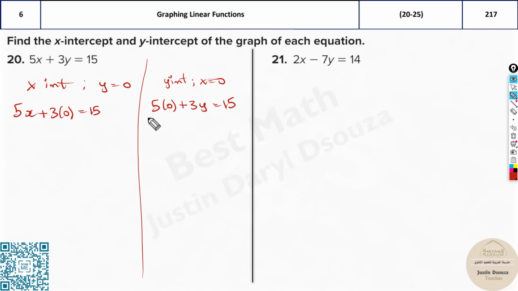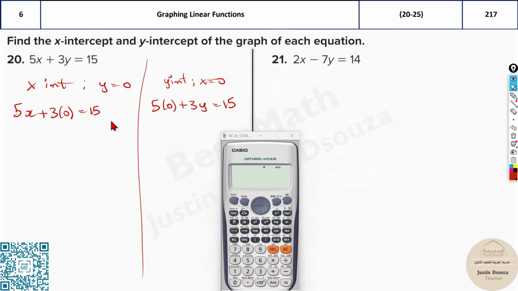Now I'm not going to solve this. You can't solve it manually. This becomes 0. Divide everything by 5. X is 3. But if it's a complicated equation, and since it's multiple choice, I'll just show you the calculator method. This much is compulsory. It's a must for any problem to find x and y intercept. Now all you do is 5x plus 3 times 0, I'll write it as it is, 3 times 0 equals 15. You just have to press shift, solve and then equal to, the answer is 3, isn't it?